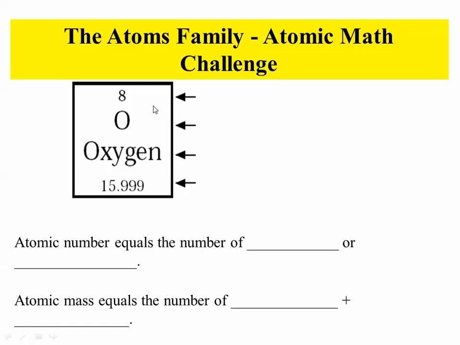Here's an example for you of what you might see on the periodic table. This is oxygen. So we look at oxygen. This number right here, the number 8, is our atomic number. The capital O is our symbol.